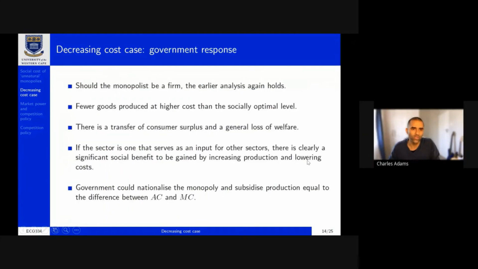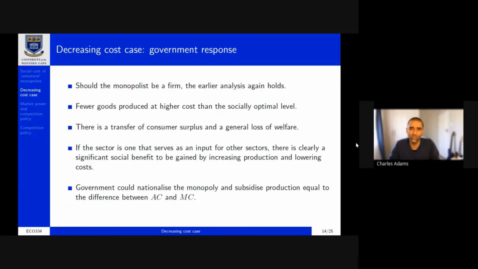Now let's talk about some of the responses that government can have in this instance. So should the monopolist be a firm and not a state entity, then the earlier analysis again holds. That is, you have this deadweight loss. The price goes up, quantity supplied goes down. Fewer goods are produced at higher cost than is socially optimal. Also, there's a transfer of consumer surplus in addition to a general loss of welfare to society.